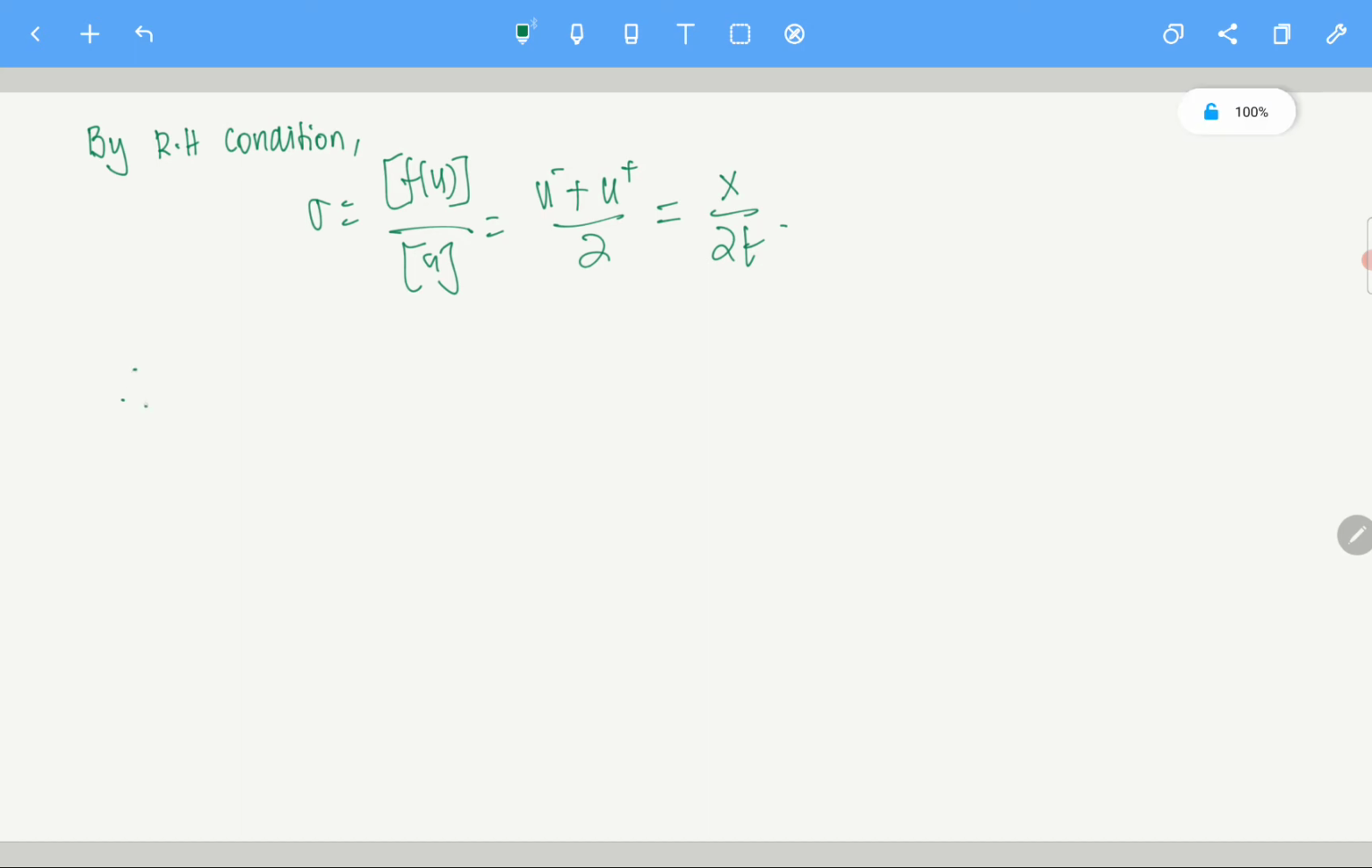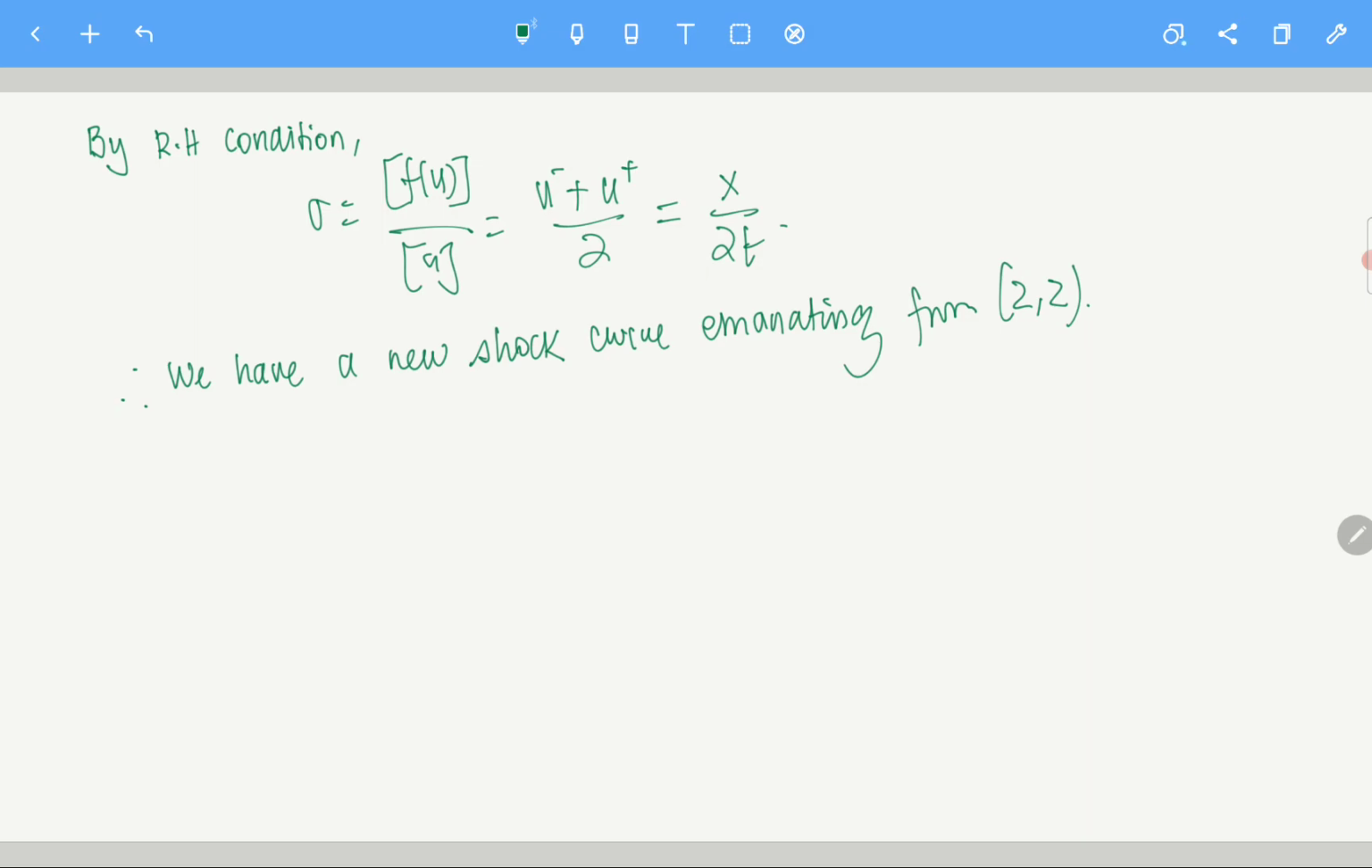Therefore we have a new shock curve. I know this is a little intimidating the first time you do it, but just give yourself some time. Think about what is exactly happening. This is not a very difficult thing to understand. We have a new shock curve emanating from the point (2, 2). Basically, we are manipulating solutions, that's all we are doing. Is this clear? Okay, so let me draw the new one.